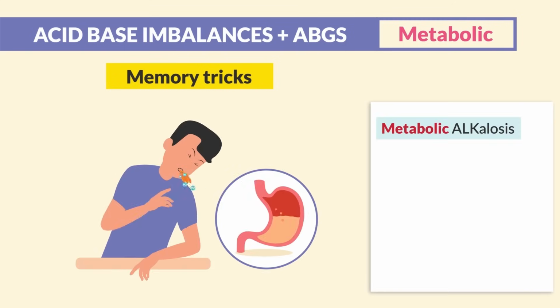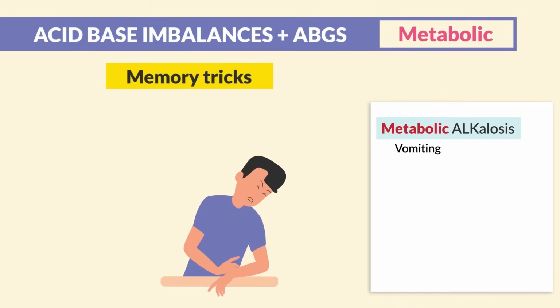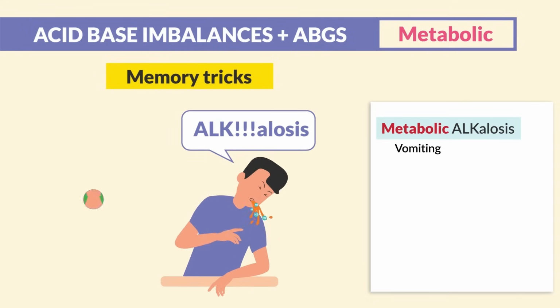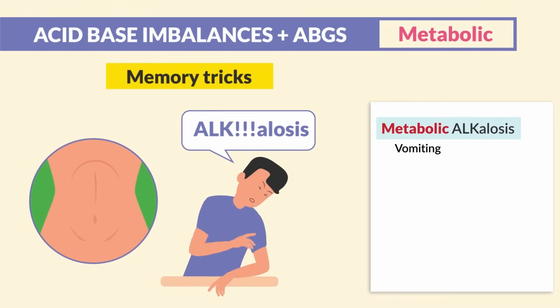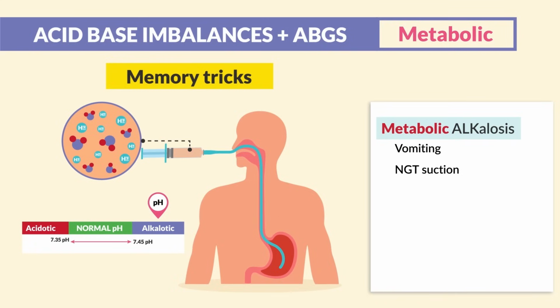With metabolic alkalosis, we vomit out all that acid, leaving us in a base or alkalotic state. So just think, alkalosis. It kind of sounds like you're throwing up with alkalosis. And you hold your stomach region, indicating that metabolic area with alkalosis. Now, this is also true with NG tube suctioning, that nasogastric tube. Again, too much acid loss leaves us in a base or alkalotic state. So the key points to write down is vomiting, and too much NG tube suctioning is metabolic alkalosis.